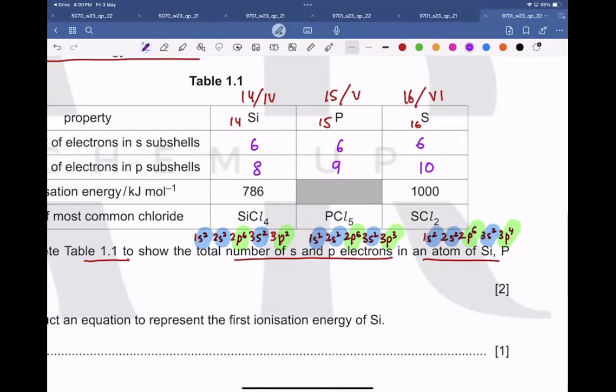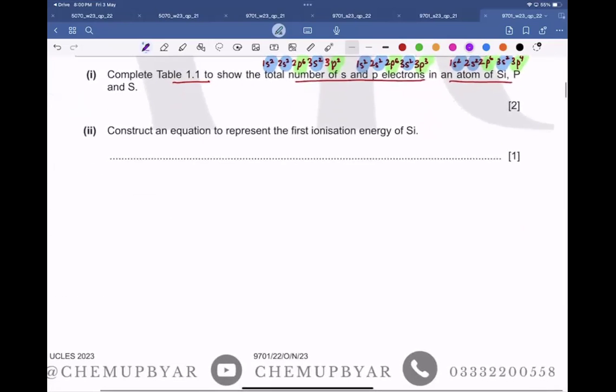Okay. Now, construct an equation to represent the first ionization energy of silicon. So for the first ionization energy of silicon, a silicon gaseous atom forms a silicon 1 plus gaseous ion plus an electron. Is this clear?